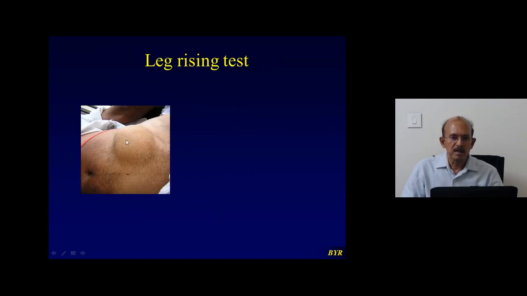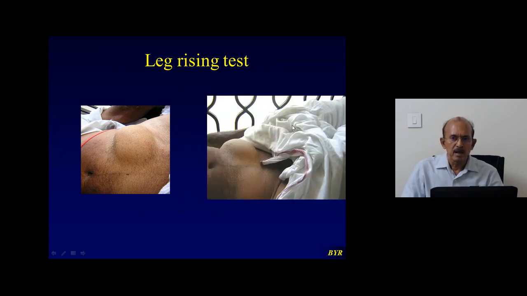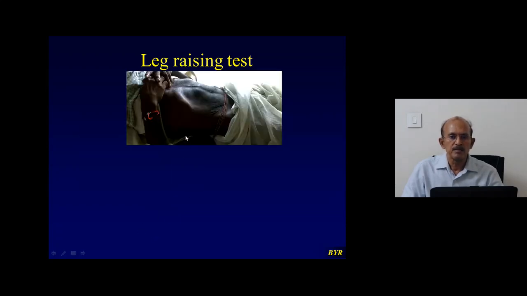A lump is felt, lump is seen here. Then ask the patient to raise the lower limb straight. Its borders become more prominent, the swelling also becomes more prominent, means it is a parietal swelling. Now you can see a lump here. So is it arising from the epigastric region, abdominal wall, or from underneath stomach, or from the retroperitoneal structure?